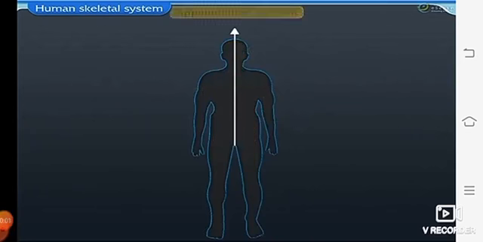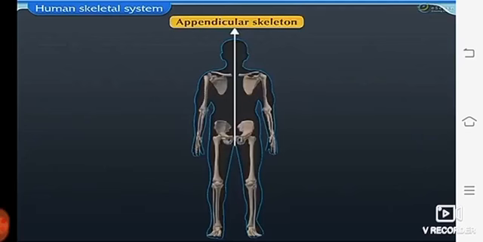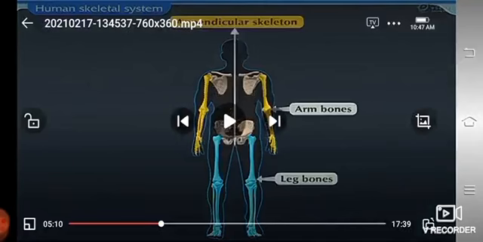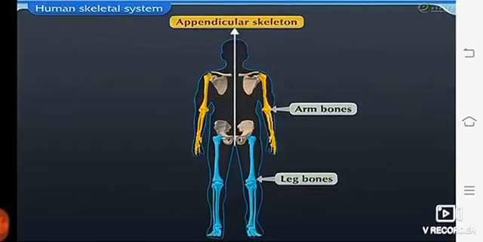Next, the appendicular skeleton, which is found on either side of the central axis. They are the arm bones and leg bones. Okay, children, they are on either side. See, can you see a line? If you look at the left-hand side, there is a yellow colored arm. Again on the right also you have a yellow colored arm. This means they are situated on either side of the central axis.